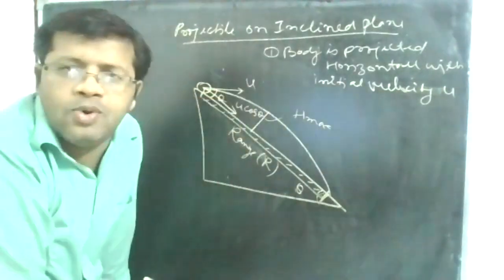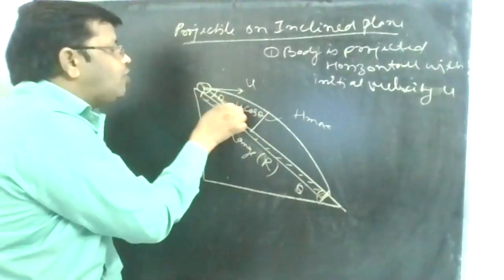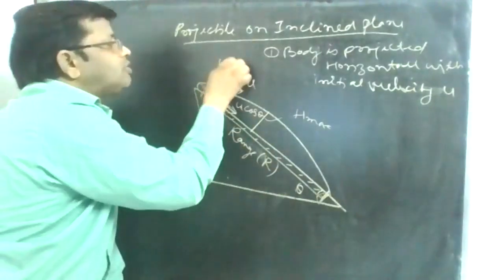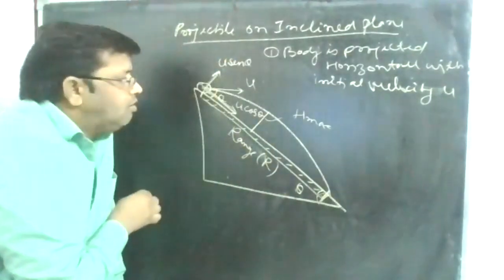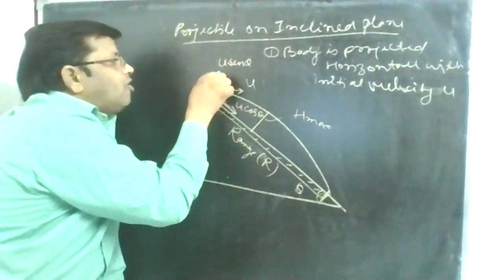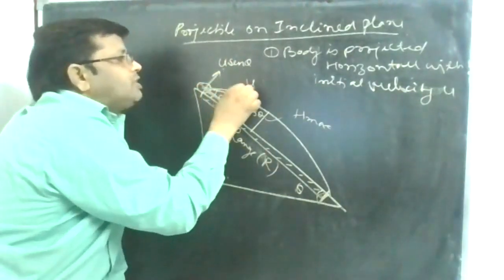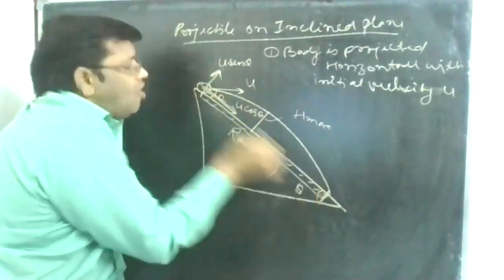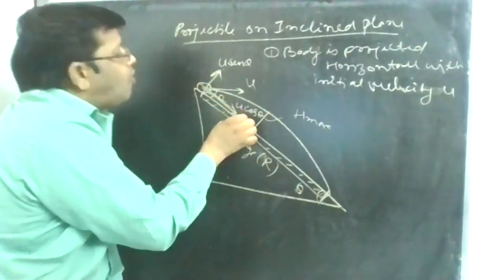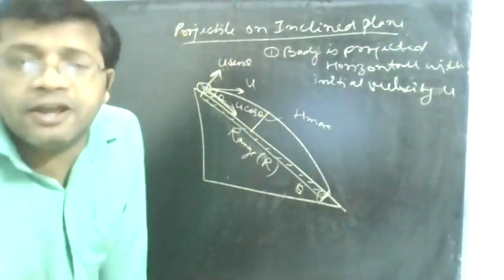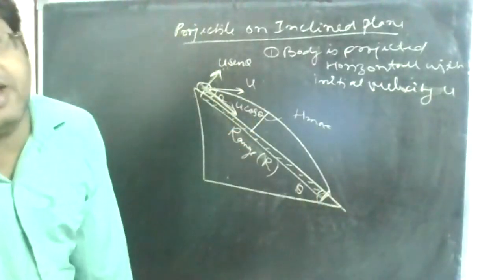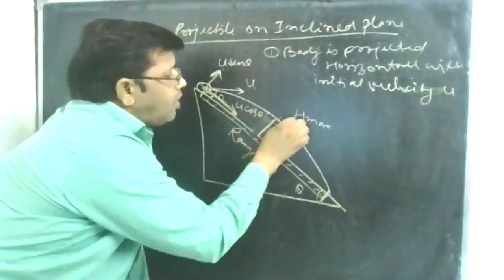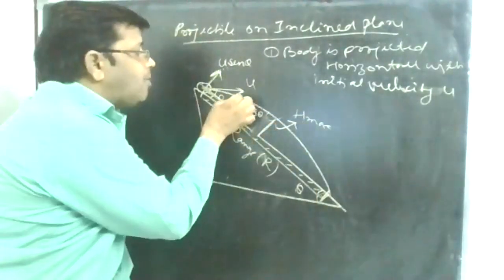Beta, it is clear to you? And upward, perpendicular to this surface is u sin theta. Why? Because this is theta, so this angle will be 90 minus theta, the component of this along vertical direction. Here we are taking vertical to this surface, horizontal to this surface. Now for determining the time of flight, we always take the vertical component.